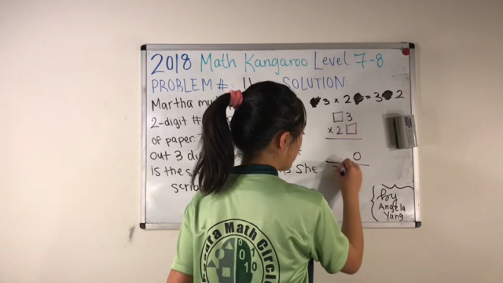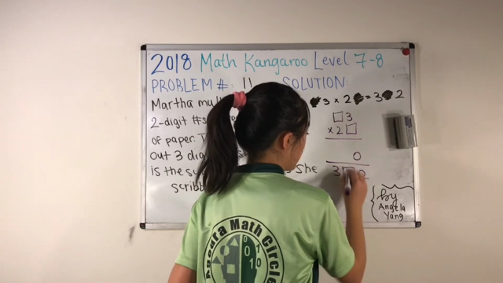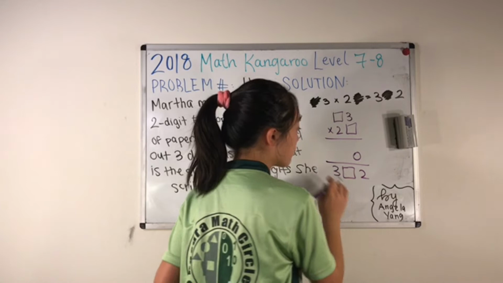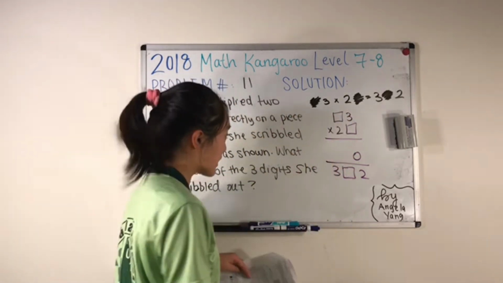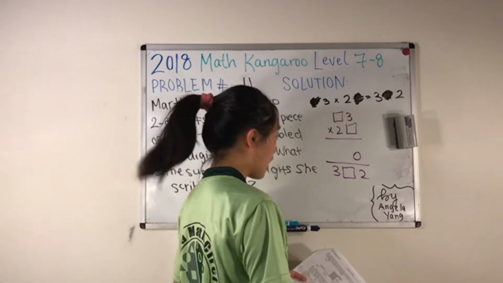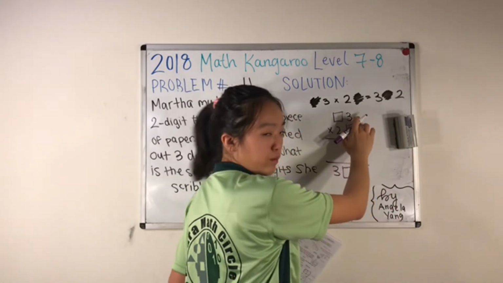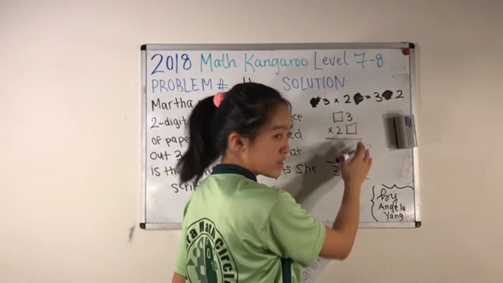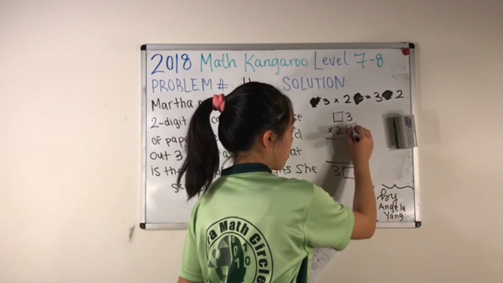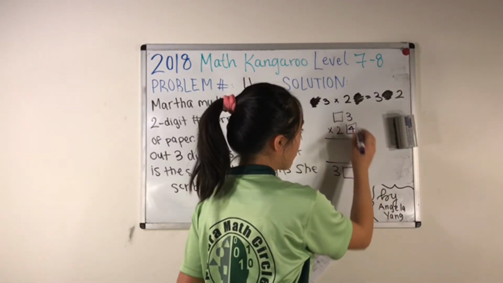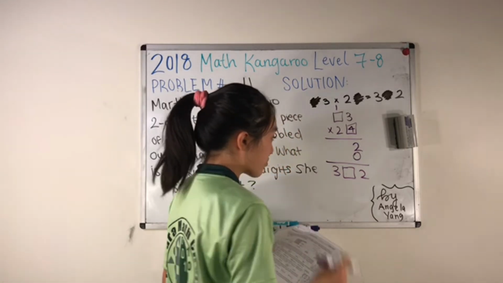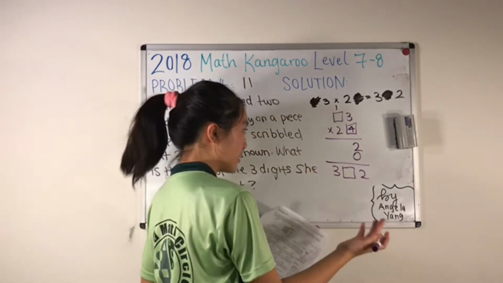Then we have 3, box 2. So we can't confirm that all the boxes are the same value. So we just base it off of logic. So this number has to be a 2. And the only number that multiplies with 3 and ends up with a units digit of 2 is 4. So we would have a 2 over here and carry over the 1. So from here, it's kind of a little bit of guess and check.